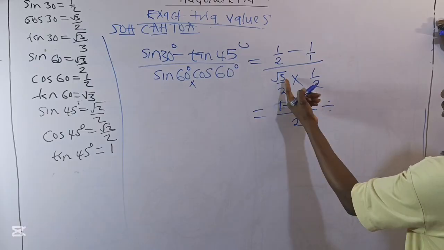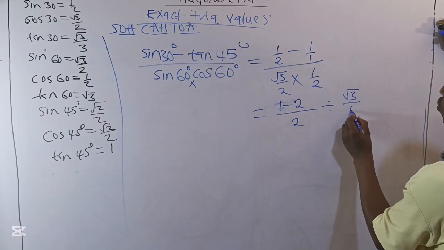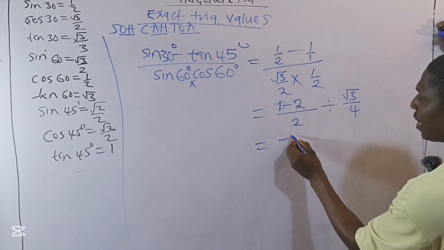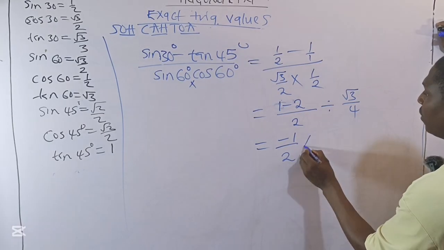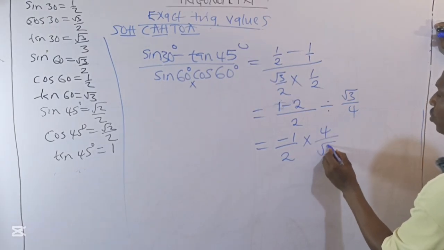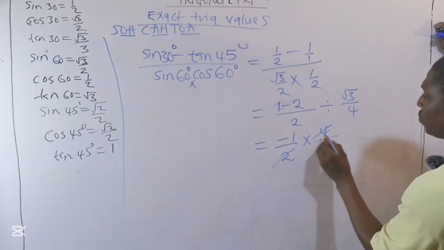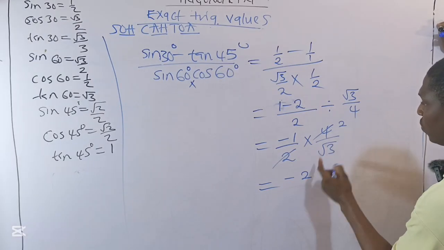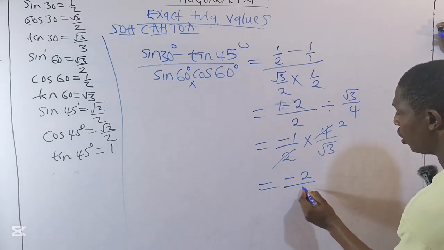Let me use this division for this other one. And I'll have what? This will give me root 3 all over 4. Now this will give me 1 minus 2, which is minus 1, all over 2, times 4 all over root 3. This can cancel this, and I'll have 2. And I'll have my final answer as 2 times minus 1, minus 2 all over root 3.